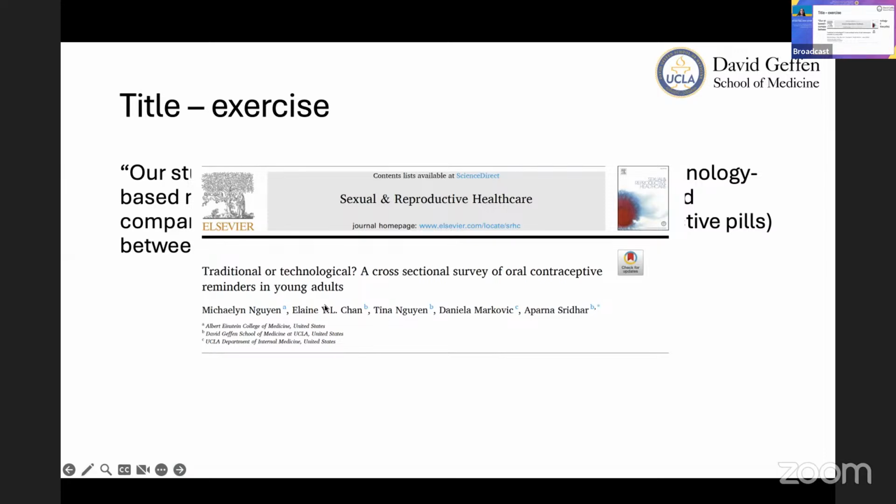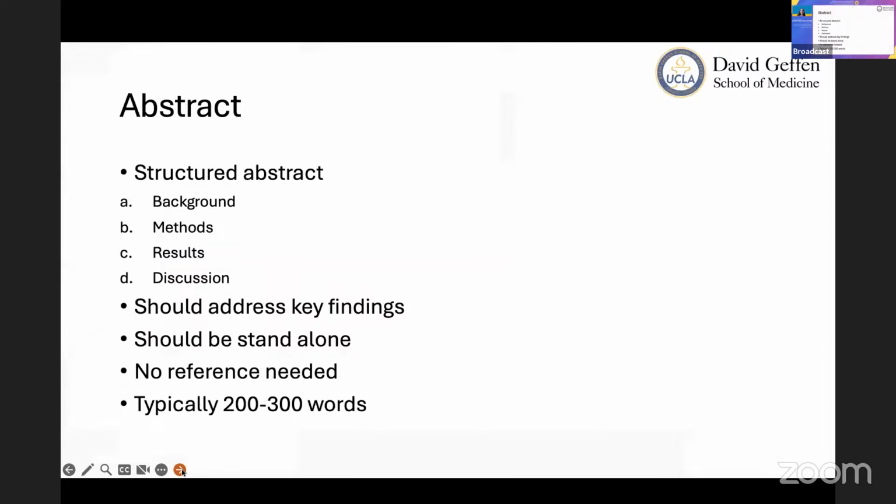So I just wanted to give you an example of how to pick a title. Whoever set the title, that's also totally fine. You could totally say comparison of the oral contraceptive reminder. That's how you put the title. Okay, then let's go to the abstract.